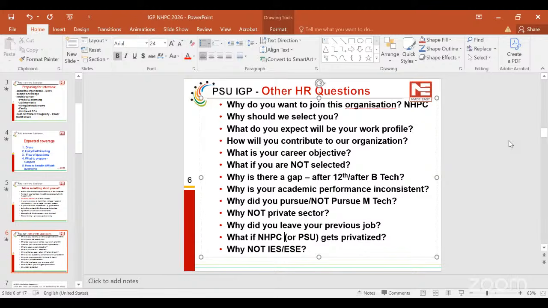One question here is, what if NHPC or the PSU where you work gets privatized? It doesn't matter. Business of that organization is not going to collapse now. If NHPC gets privatized, it doesn't matter. It will still continue to be a player in the power sector. So be it.